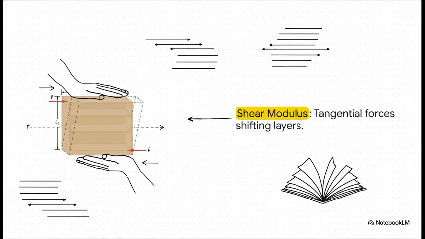Finally, we've got the shear modulus. Now this one is entirely unique to solid objects. Fluids literally cannot sustain shear stress. Shear happens when 2 equal and opposite forces act parallel or tangentially to the surfaces of an object. Think about putting your hand flat on top of a thick textbook and pushing sideways. The pages slide relative to each other, right? That lateral shift right there is shear deformation.